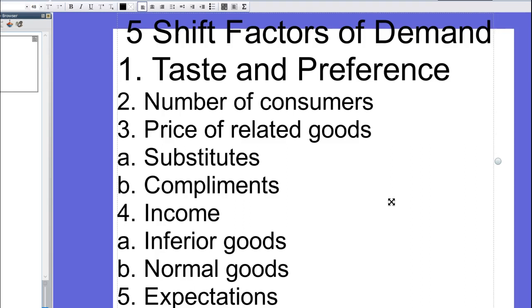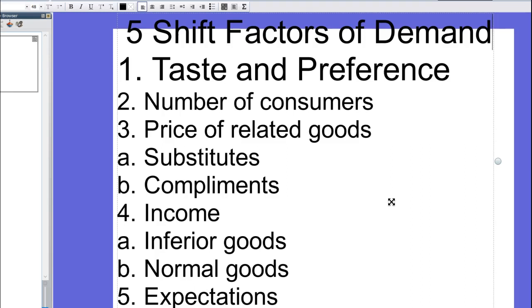Number 2, number of consumers. If I build an apartment complex and there's nobody there, you're not going to do well. Let's say, for instance, if I open up a restaurant, and right across the street, all of a sudden this contractor comes in, wants to build an apartment complex that has full tenants in it. Well, that's going to cause my demand curve to shift to the right, right? So you have to have a number of willing people here to buy your product.